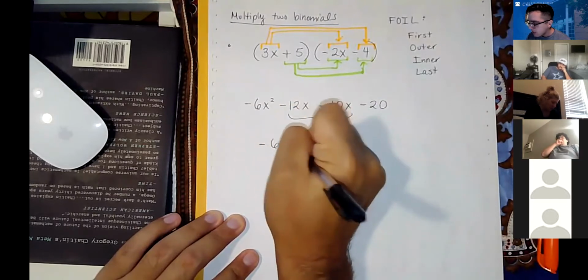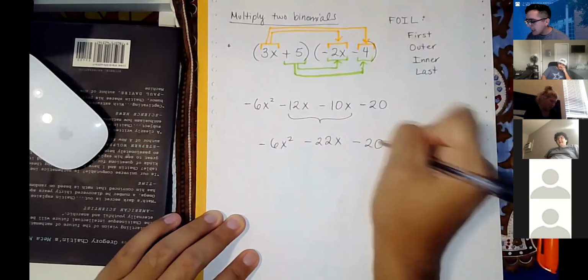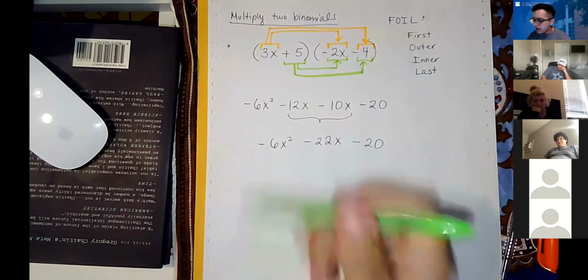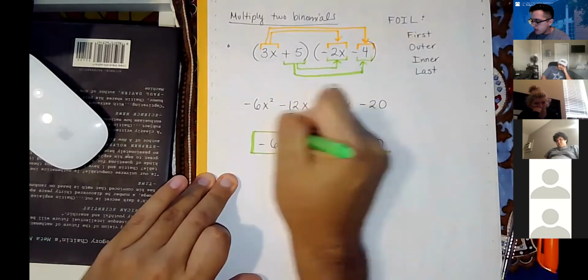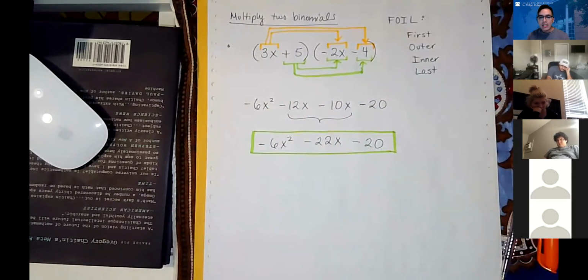Nothing else is a like term, so we won't be able to combine it. And since we can't do anything else with this expression, we're going to say that's the end of our job. No need to process that any further. Does anybody have any questions?